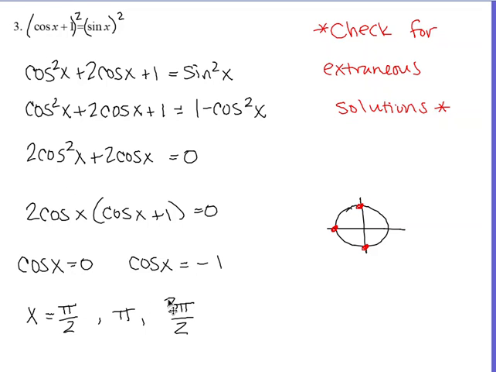If I check 3 pi over 2, cosine of 3 pi over 2 is 0, plus 1 is 1. But sine of 3 pi over 2 is negative 1. So this is an extraneous solution. And my only solutions are pi over 2 and pi.